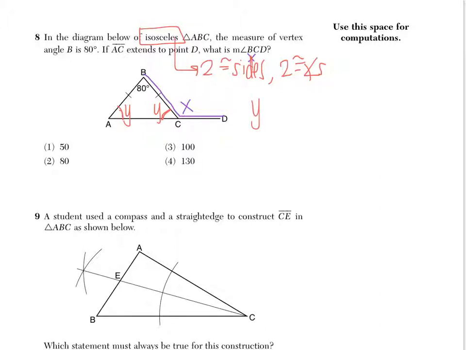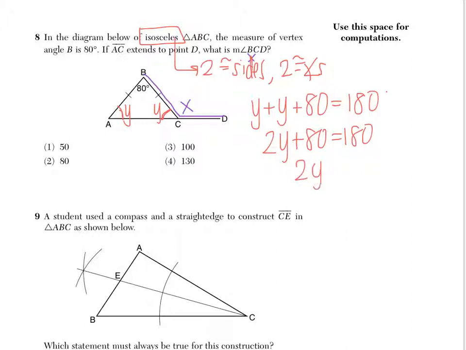So I have y plus y plus 80 equals 180 because 3 angles in a triangle sum to 180. So now we have 2y plus 80 equals 180. Subtract the 80 and we get 2y equals 100. So then y equals 50. That means each of these angles are both 50 degrees.